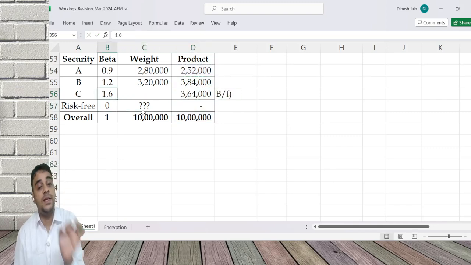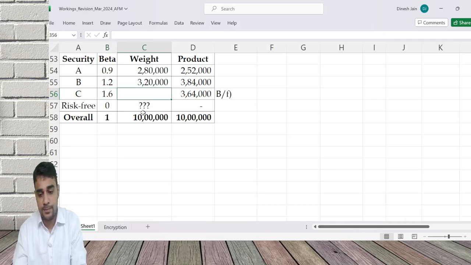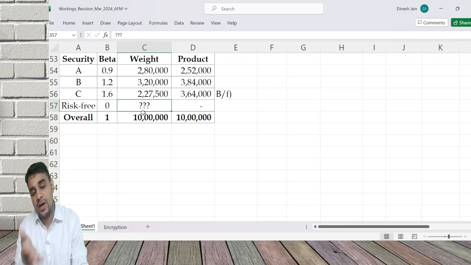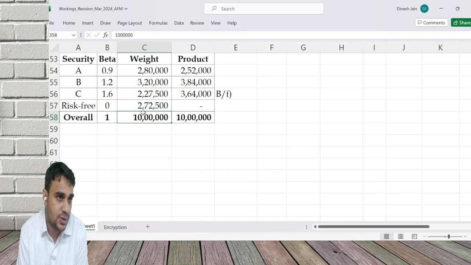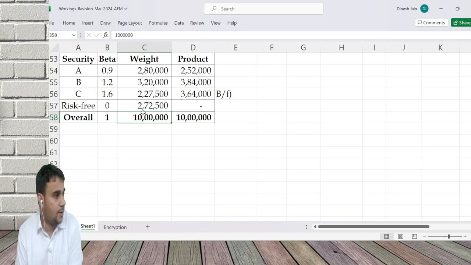1.6 into something is 3,64,000. What is that number? What should be that question mark so that you get a total of 10 lakh? The format has given the answer. That's all. 227,500, 272,500. I'm getting whatever is the requirement. Any doubts on this? I'm going to extensively use this weighted average format in portfolio as well as in derivatives chapter. Any doubts?